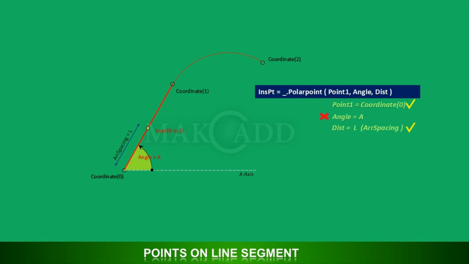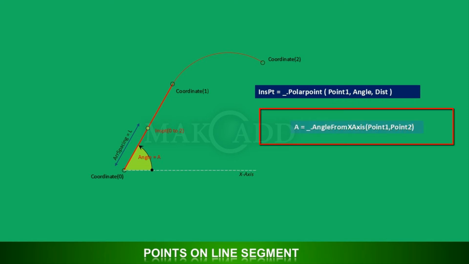Here the base point and the distance are known. We have to find the angle of the line segment. The angle between 2 points can be retrieved using the function angle from x-axis, which needs 2 parameters, point 1 and point 2, which is coordinate 0 and coordinate 1.